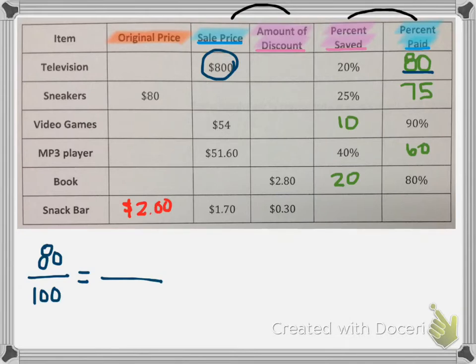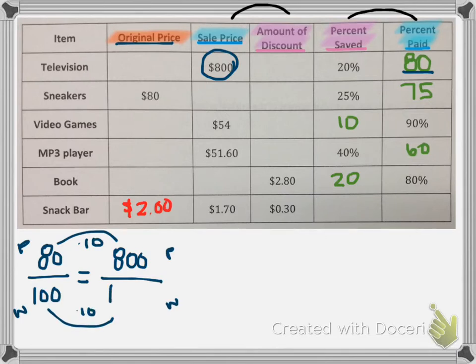And that sales price, I have to decide, is that a part or a whole? Well, the sales price is the part that I pay. The whole, remember, is the original. So that's a part. It's going to go on top. Remember, percents, part to whole, compared to part to whole. I have to stay consistent and corresponding. 80 times 10 is 800. So 100 times 10 is 1,000. And that means the whole is 1,000. What's the whole? It's the original price.